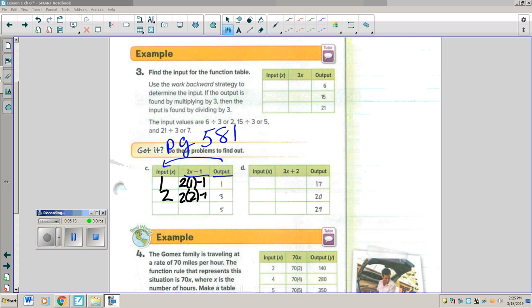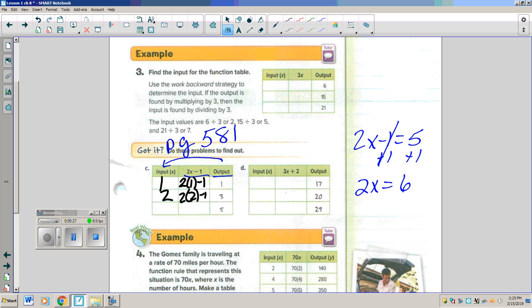And the third one, 2x minus 1, this time it's going to equal 5. Once again, add 1 to both sides, the addition property of equality, those cross out. 2x equals 6, dividing by 2, x equals 3. 2 times 3 minus 1, 6 minus 1 equals 5.